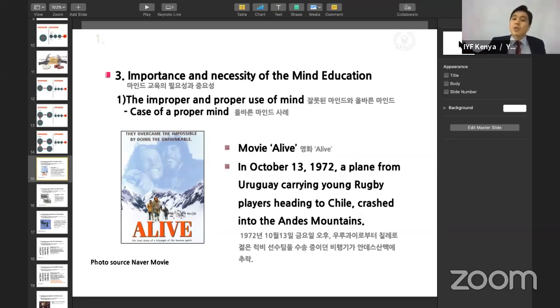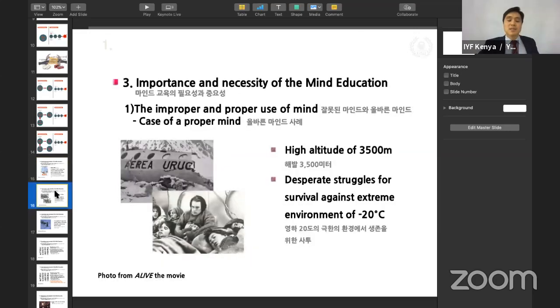But as they were going over the Andes Mountain, the airplane crashed into the Andes Mountain. And many people had died, and there were some survivors. When they looked, the airplane had crashed on the Andes Mountain at an altitude of 3,500 meters above sea level. And the temperature there at that peak of the Andes Mountain was minus 20 degrees Celsius.